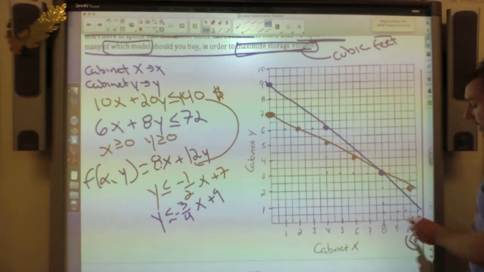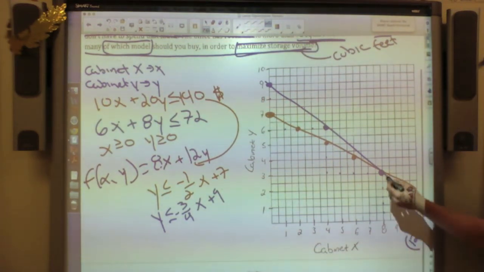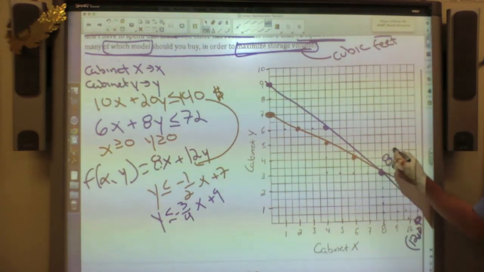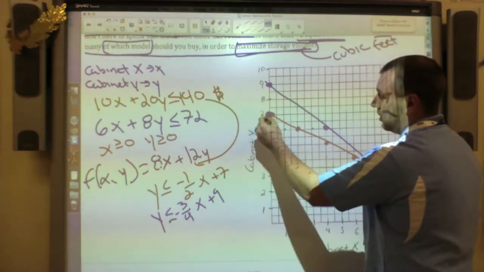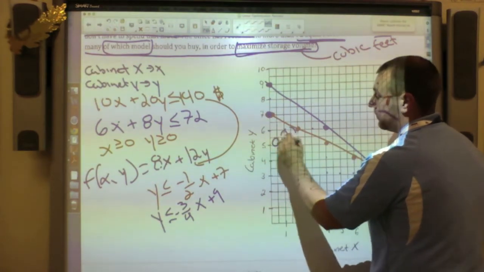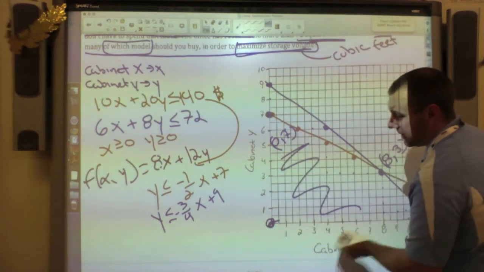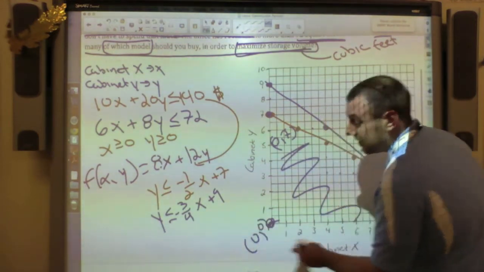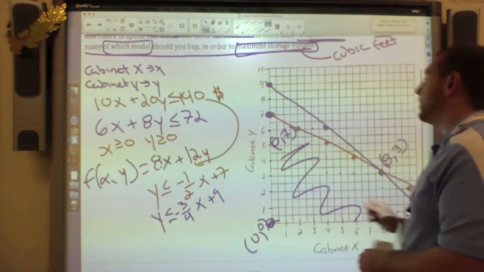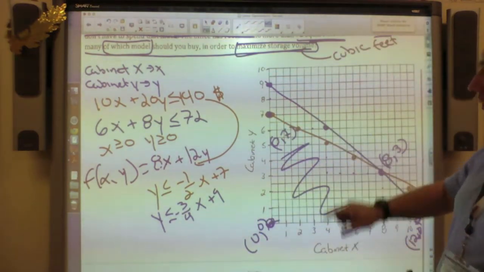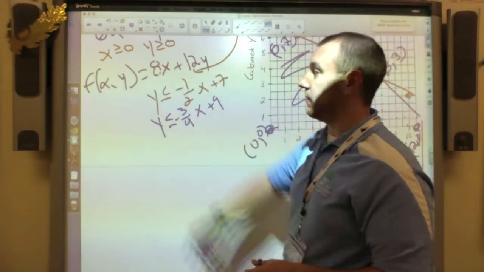So now I identify my vertices. Okay? 12, 0 is 1. Okay? 8, 3 is another. Okay? 0, 7. And, because I'm shading in here, sometimes it's the best to produce nothing. Alright? So now I'm going to take those vertices, and I'm going to plug it into my maximizing function.